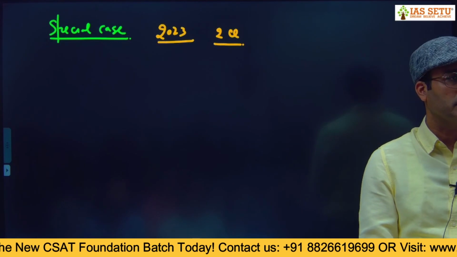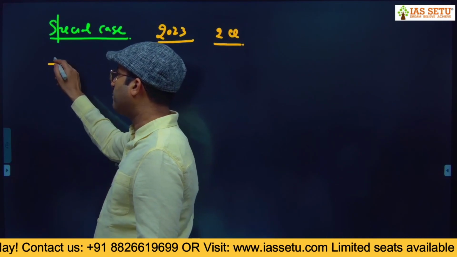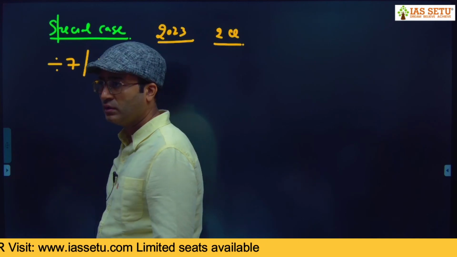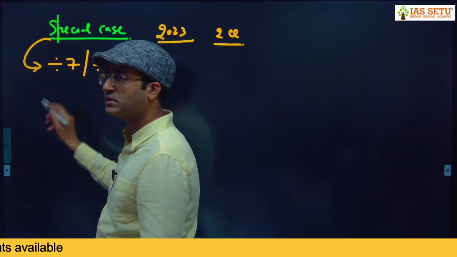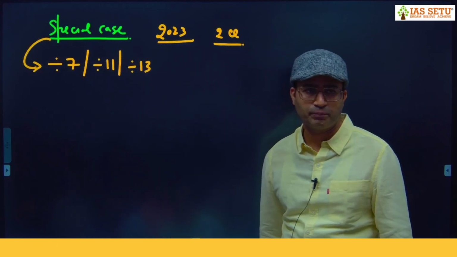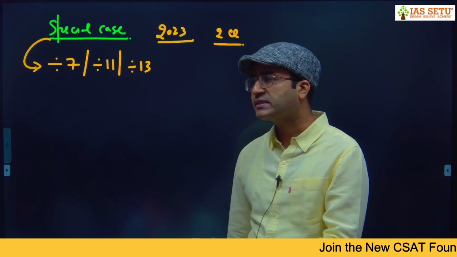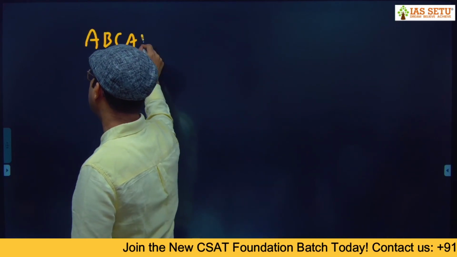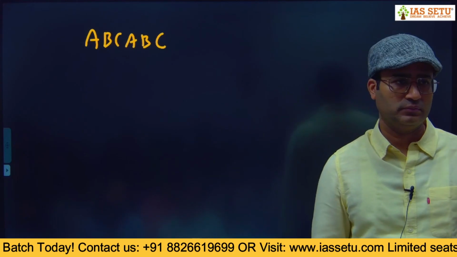ऐसा नहीं कि this is a random thing, there is a special case, and this special case is applicable for divisibility of 7, 11, 13. They will not ask 19, 23 or other numbers. Here this special case they will ask for divisibility of 7, 11, 13. And I tell you what the special case is. It is for a 6-digit number, and that 6-digit number has to be in the form of A, B, C, A, B, C. No other pattern. Means the first 3 digits should repeat.